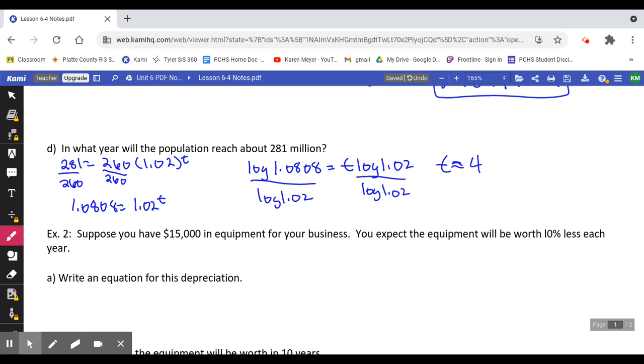But it doesn't ask me how long. It says, what year will that be? So once again, what year do we start in? We started in 1994, so add 4 to it. So it'd be in the year 1998. Done.